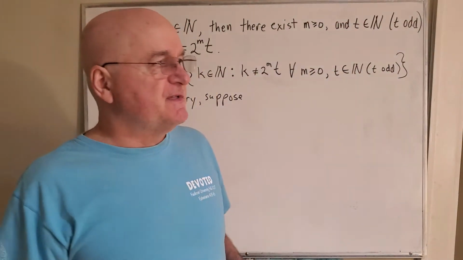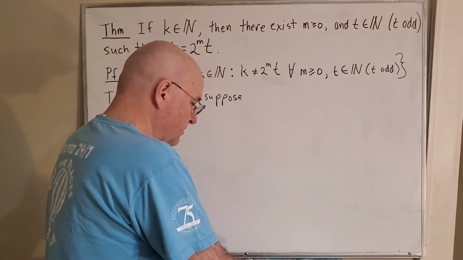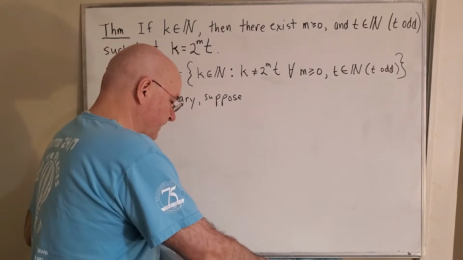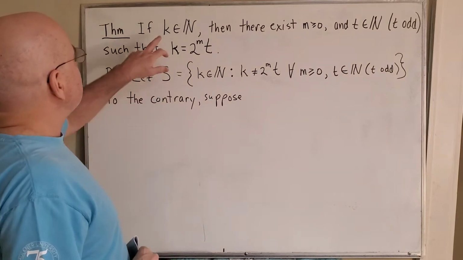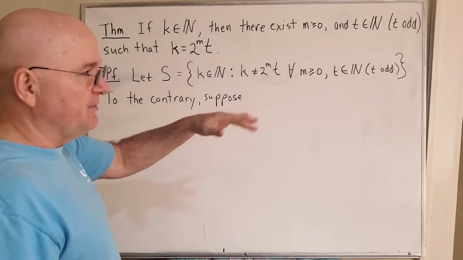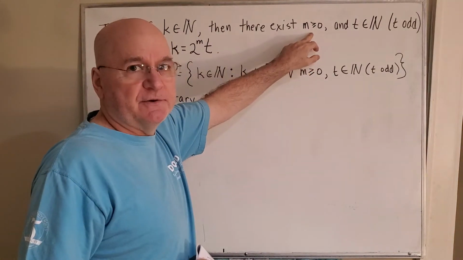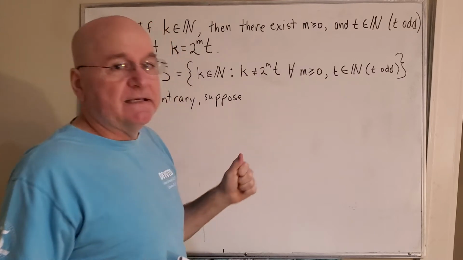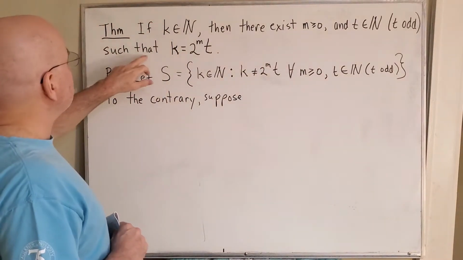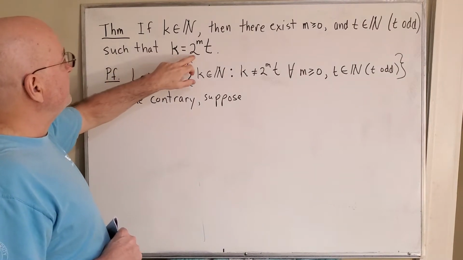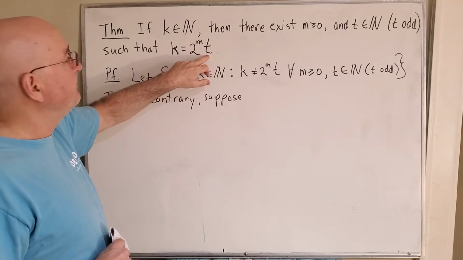In this video, we're going to state a very simple theorem, and we'll prove it using the well-ordering principle. It's fairly intuitive if you think about this. It says if k is a natural number, 1, 2, 3, and so on, then there exists some integer n greater than or equal to 0, and t, an odd natural number, such that this number k is equal to 2 to the nth power times that odd positive integer.